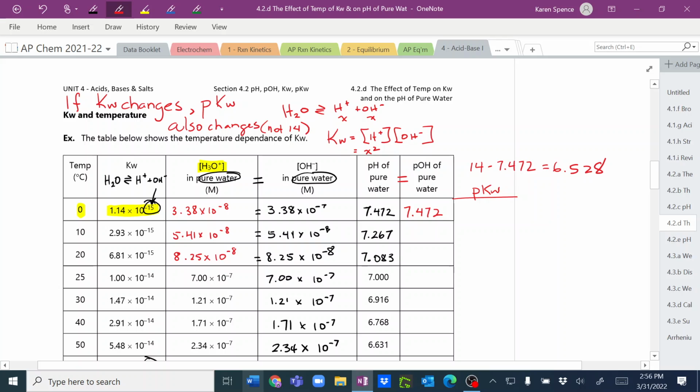So my pKw value would be 7.472, 14.944. Yes? So your pKw changes. So pH plus pOH does not equal 14 unless you are at 25 degrees Celsius. Okay?